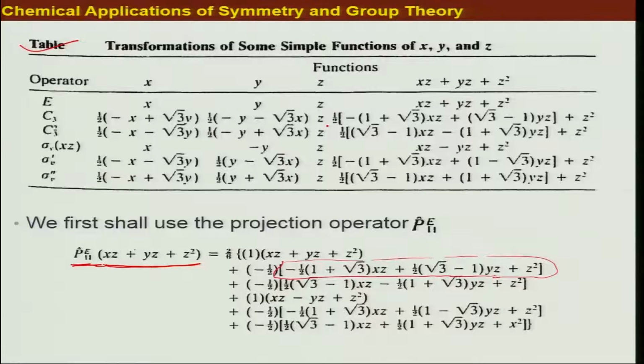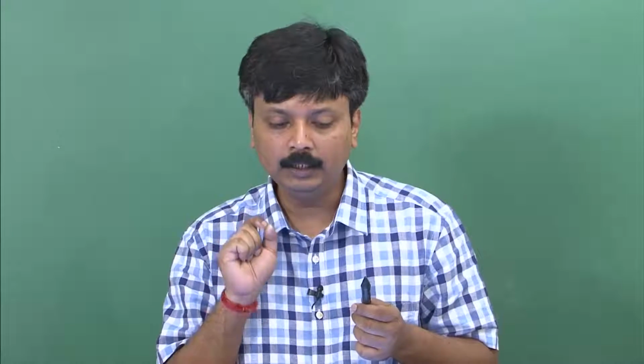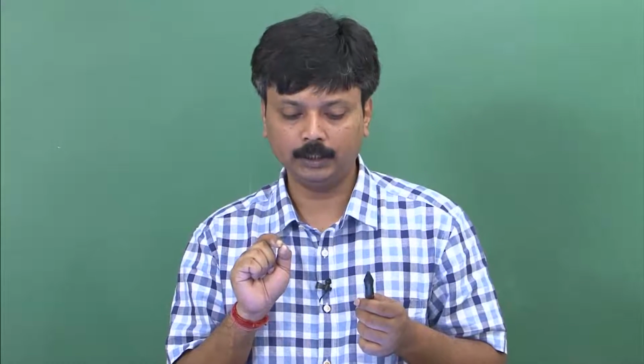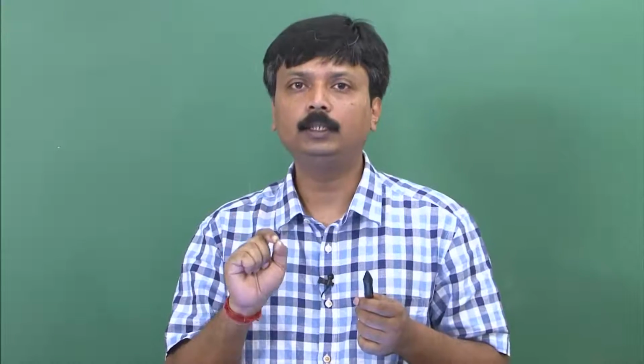In that way you keep going for C3 square and sigma v and sigma v prime and sigma v double prime. When you complete this sum, you have got your result for operating the projection operator on this arbitrary function, and this projection operator is specifically for the two-dimensional irreducible representation corresponding to the C3v point group.